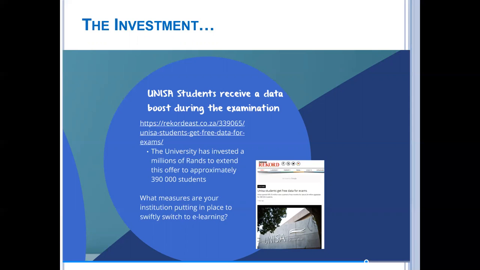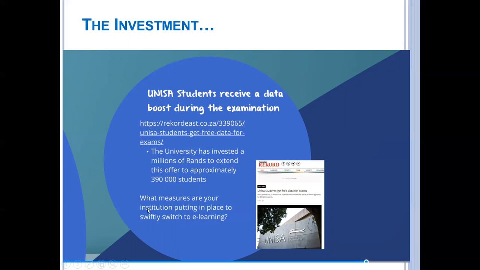And the investment, what investment did UNISA make? The university is investing millions of rands to extend this offer of free data to approximately 390,000 students. Also, UNISA sent out a survey to all its students a few weeks back, asking them which data service provider they use, which cell phone number they use, which device they'll be using for the exam. So they gained all that data. And through that data usage, they've drawn up these contracts with all the network service providers, and they've utilized all these different tools and techniques.